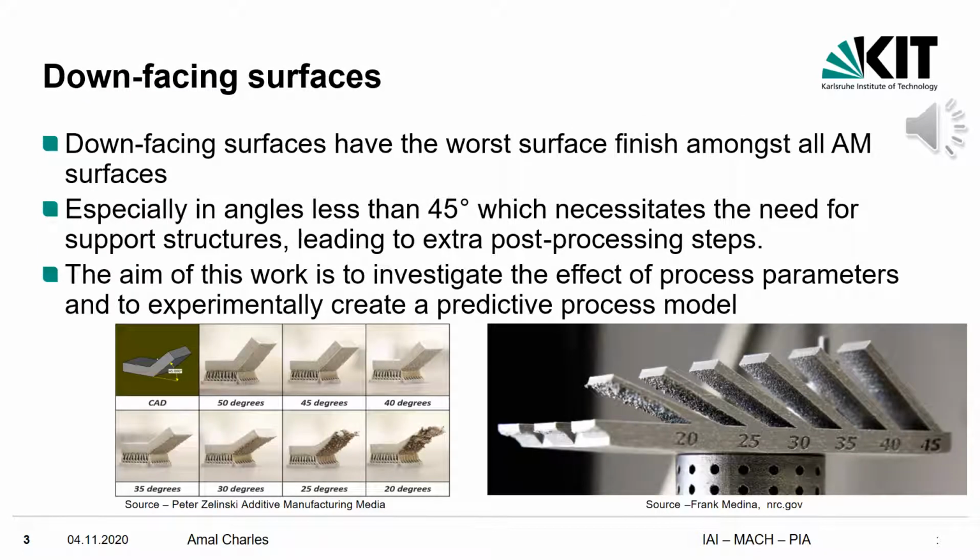The reason that we chose to work on down-facing surfaces is because they are notorious for having the worst surface finish among all additively manufactured surfaces, especially in angles less than 45 degrees. As you see in this picture on the right, the surface progressively becomes more unstable and rough, and therefore these low angles require printing with support structures, which necessitate further support removal processes. So the aim became for us to develop further process understanding to be able to print good quality low angle parts without the need for supports.